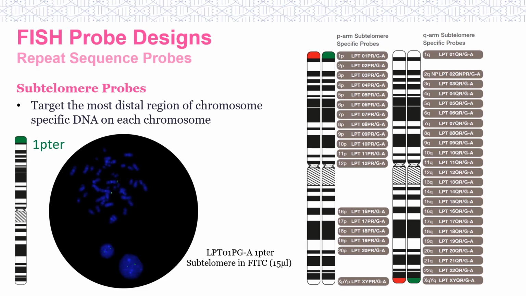OGT offers these LPT catalogue probes in a 15 microliter concentrated format and are available in either a red or a green fluorophore. P or Q telomere probes can be ordered individually based on your laboratory's needs.